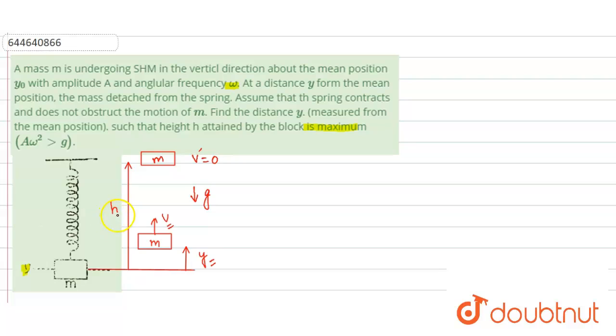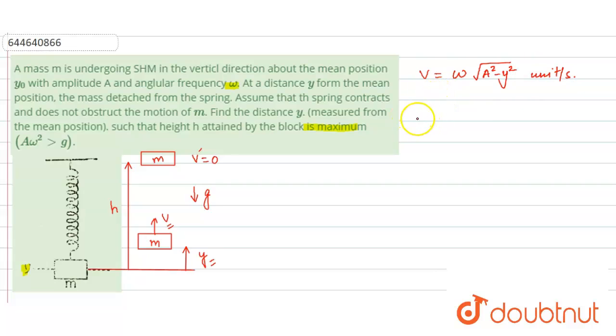So now let's take this as v dash so there is no confusion. So first we need to find out h, but before h let's say what is the velocity of this body when it is at height y. So the equation of velocity is simply omega times the square root of A squared minus y squared units per second, right? So this is the speed.